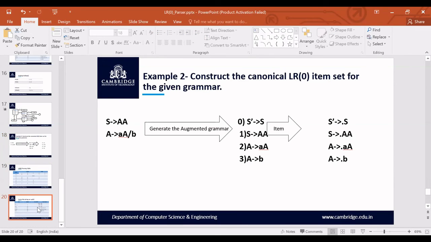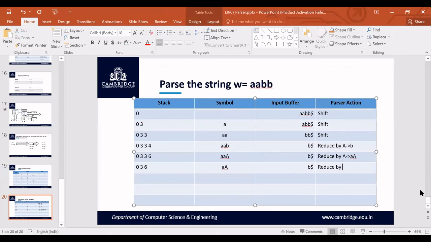Now reduce by R2, which is again the same operation. A derives variable A. So in the symbol column you have AA, and this is replaced with A, and the input buffer is still having B, and it ends with the dollar symbol. Now check how many symbols you have reduced. Again we have reduced 2 symbols, terminal A and variable A, replaced with the variable A.